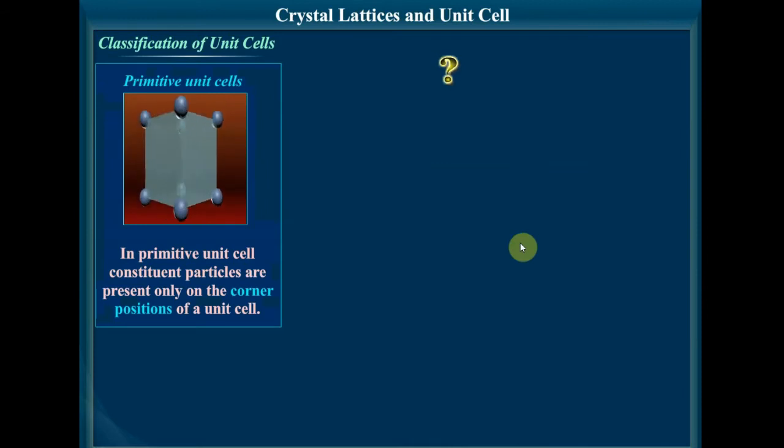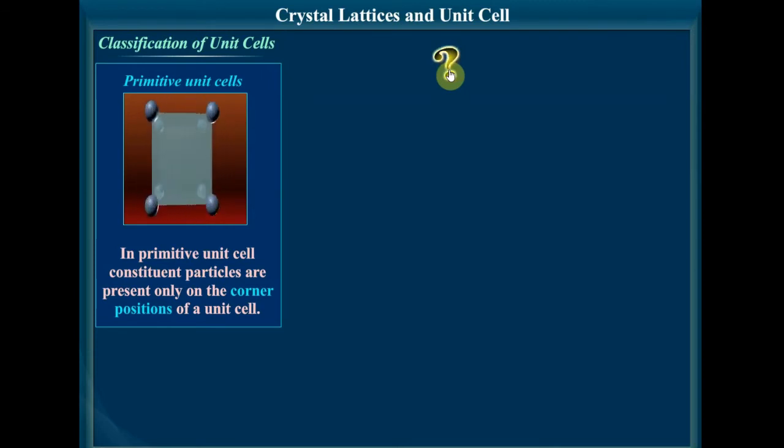Next is the classification of unit cells. So there are different types of unit cells. The smallest part of a crystal lattice is called the unit cell, and this unit cell is of different types. We can classify these unit cells into mainly 3 different types. We'll go to the first one.